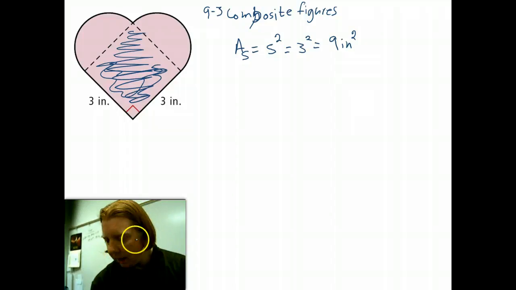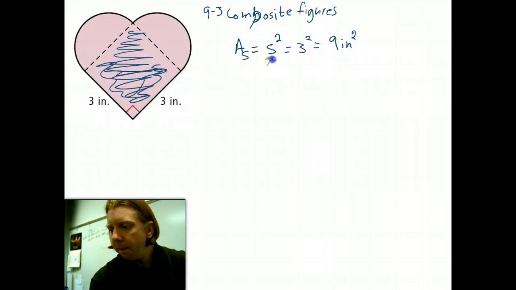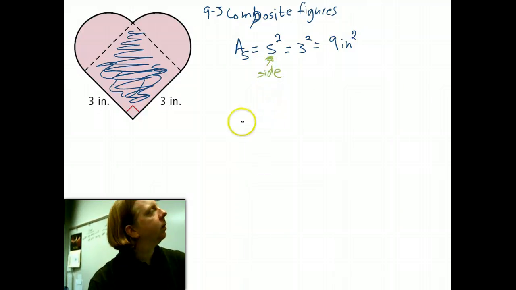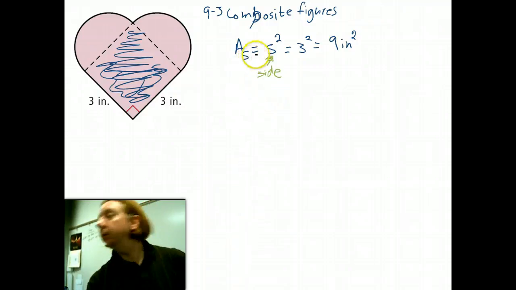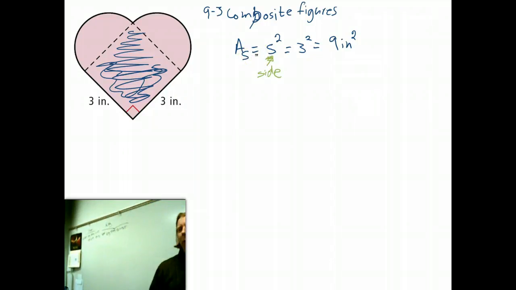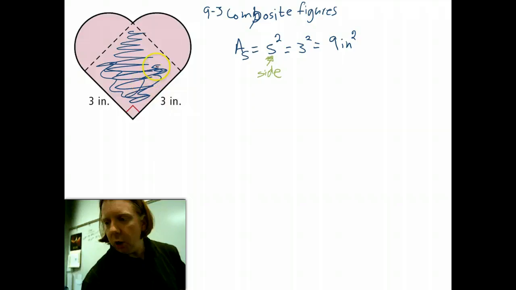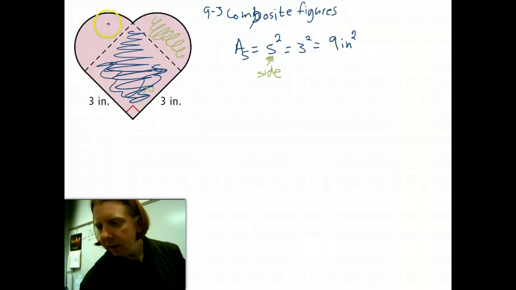Now, I've also got the, there you go. S being side. Area of a square. I always say capital A for area and then a letter or 2 letters to say what kind of figure we're talking about. Can I keep these notes straight? So there's a side. Now I also have to deal with the lobes of my heart. That's up here. So that's this guy and this guy.